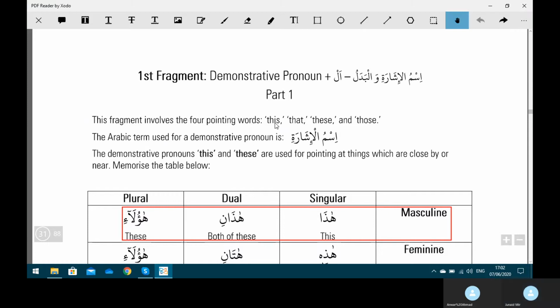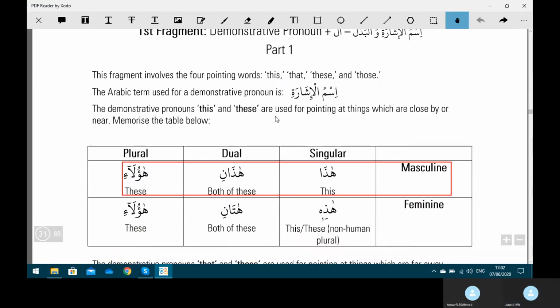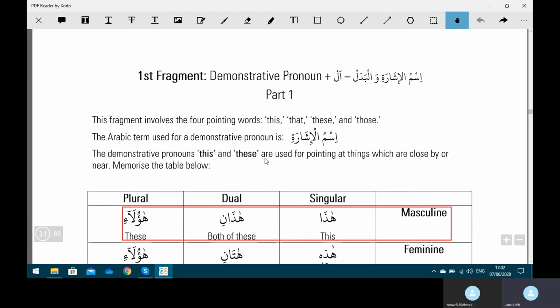The difference between this and that is this is for something that's close, and that is when you're pointing at something that's far away from you. The difference between this and these is that these is for plural and this is for singular in English. And the difference between that and those is that those is for plural and that is for singular in English. So there's four of these pronouns in English, but Arabic is very specific, as I always say.